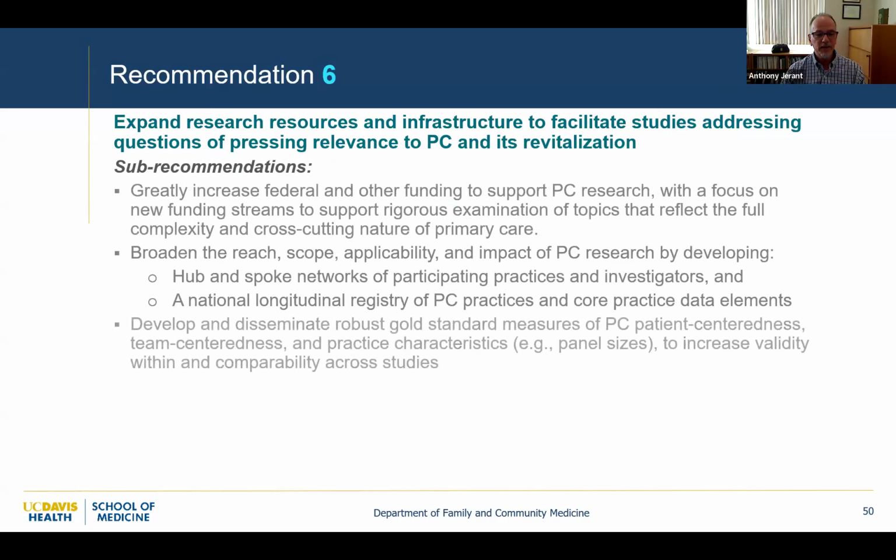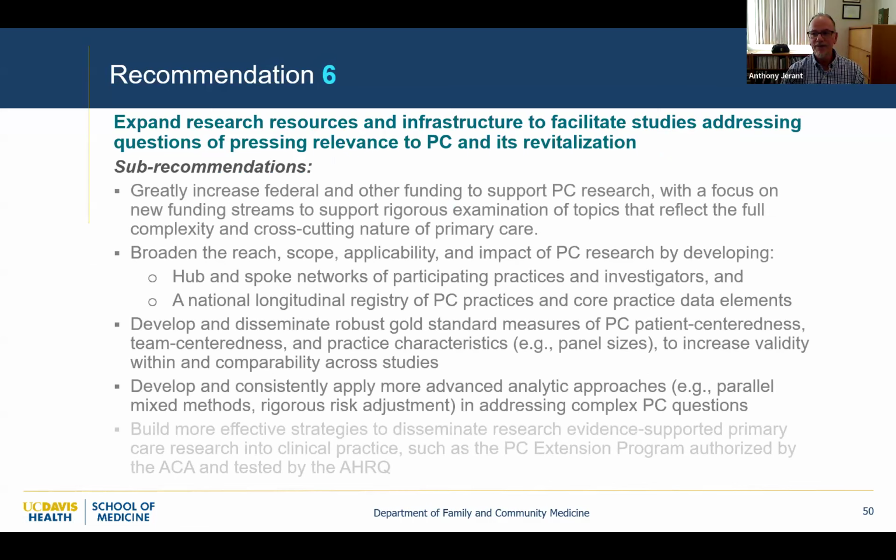Again, this is a harder sell now because of what we're experiencing in research, but I think it's more true than ever. If it is true that primary care is good for public health and costs less and can help us slow the growth in spending, why wouldn't you want to support it? I think we have to make a very clear, articulate case for that. So we need more federal funding and other funding. We need to broaden the reach.